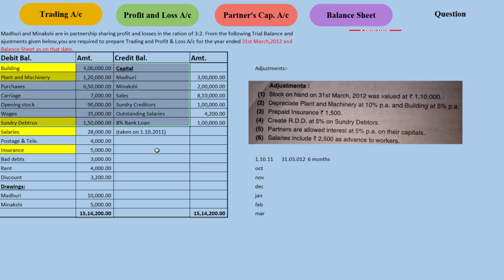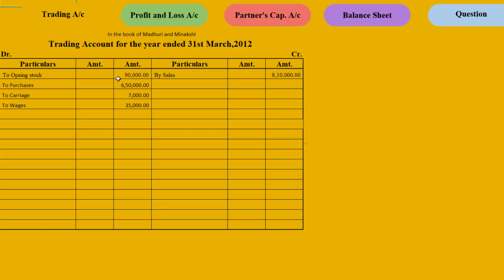Now items of trial balance are over. This is over. Adjustment. First adjustment. This 1,10,000 is the closing stock. So first effect of closing stock will go to the trading account credit side. Start with by and write closing stock 1,10,000.